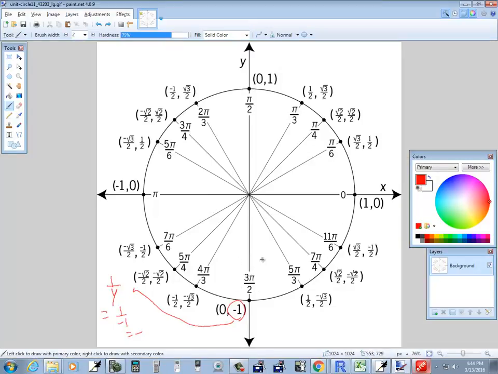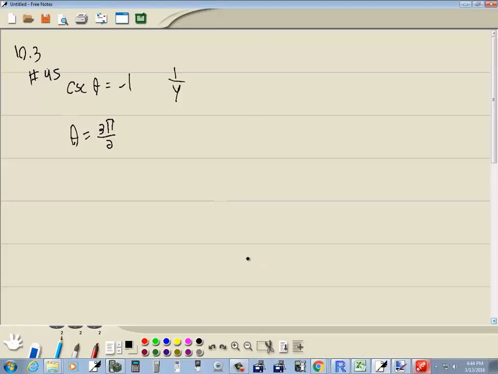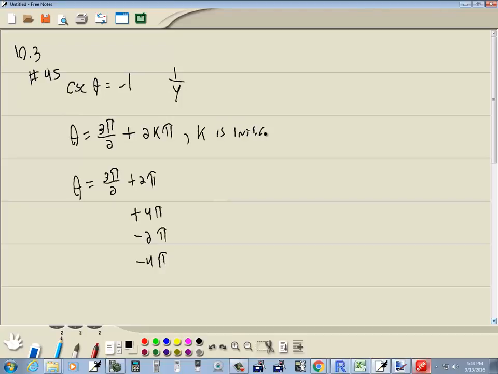Now I'm going to clear that off. Now remember, it's also there, but we can add 2 pi, and it's also equal to -1 there. I could add 4 pi. I could subtract 2 pi. I could subtract 4 pi, and on, which means I'm going to do a plus 2k pi, where k is an integer. And that handles all of our places where cosecant is equal to -1.